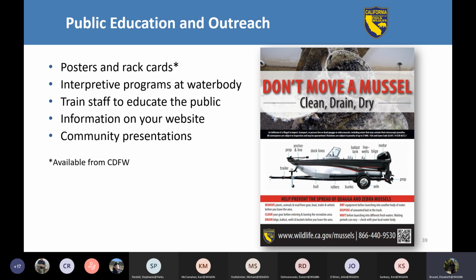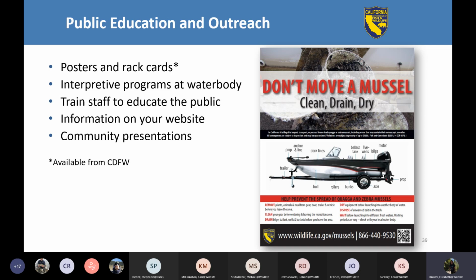You could incorporate quagga and zebra mussel prevention information into interpretive programs at your water body. For instance, if there's a campground that does campfire talks or something, incorporate that there. Train your staff to educate the public. And if you don't have specific instructors, then you could train your rangers or people at the entry kiosk who can all talk to the public and make sure that boaters and other people visiting understand what they need to do to make sure they don't move any mussels.